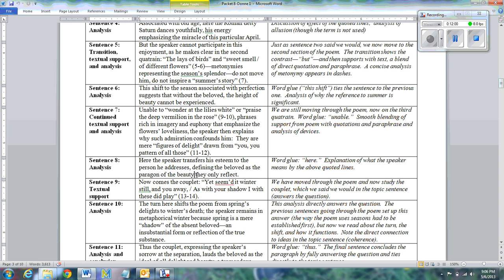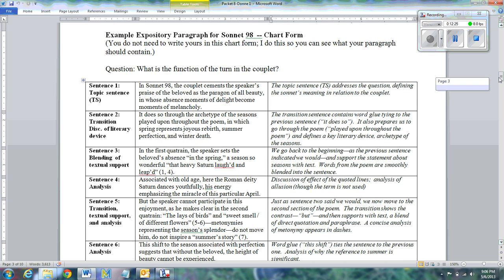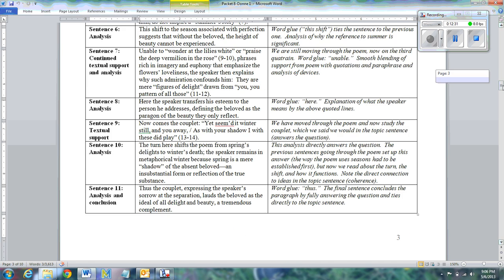So I have a pronoun reference there as word glue. I have transfers his esteem because he was praising all the beauty in spring, and now he's saying that his beloved is the source of all that beauty in some ways, or the pattern for it. All right. Sentence 9 is more textual support because I have to talk about the couplet, right? My topic sentence, the couplet cements this thing that the poet's been saying all through the poem, so I have to talk about it, and now I do.